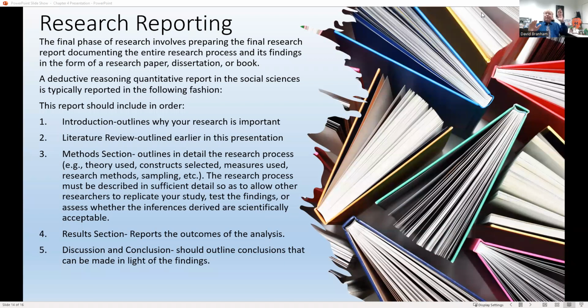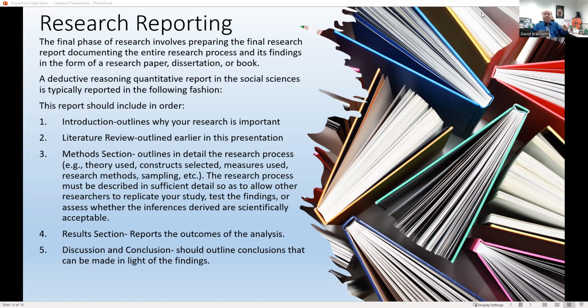Research reporting. The final phase is the research reporting, where you have to actually produce a document that is the research publication. And this is basically what you're going to do for your assignment in this class. A deductive reasoning quantitative report, which is what is done in this class, in social sciences is typically reported in the following fashion. This is the order that you're going to do your paper in. So be sure to understand this.